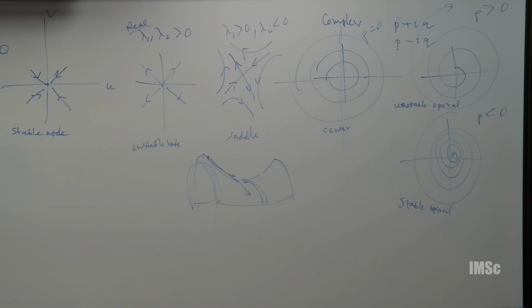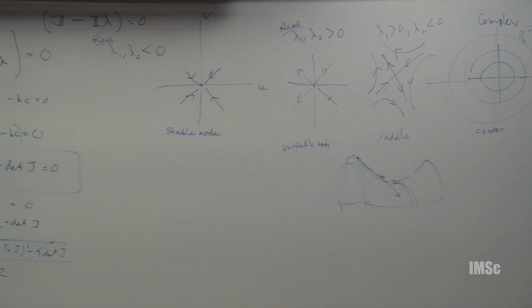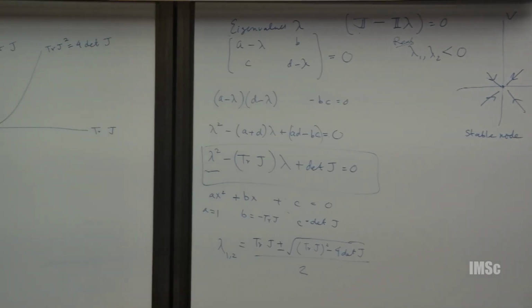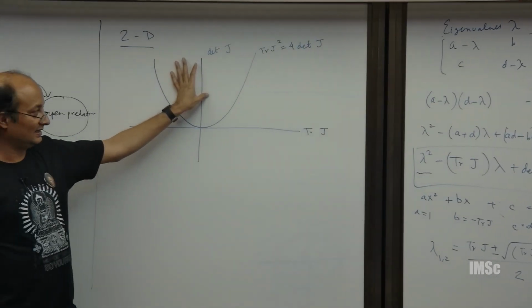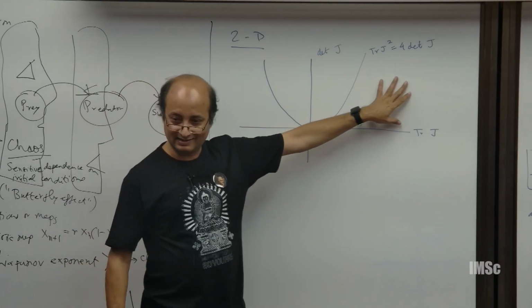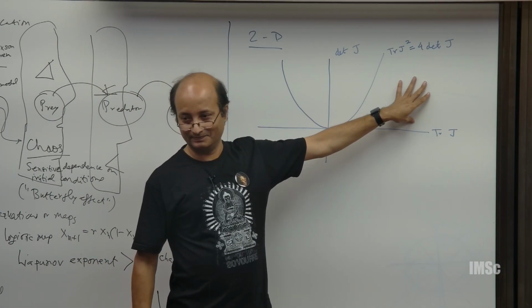So the trace J whole square equal to 4 determinant J, what shape is it? It is a parabola. Okay. So trace J whole square equal to 4 determinant J. So if you think of trace J as x and determinant J as y, it is a y equal to ax square form, right. So it is a parabola. So this is trace J whole square equal to 4 determinant J. So inside this the eigenvalues are complex because trace J square is less than 4 determinant J. Here the eigenvalues are all real.